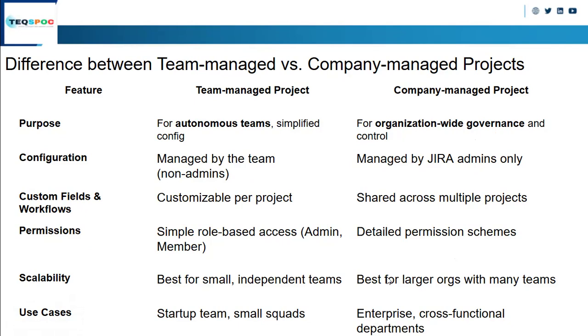Then scalability. Talking about scalability, team managed is for small scale, right? Company managed is best for large scale organizations. The scalability is more in company managed project. Okay. So these are the basic things.